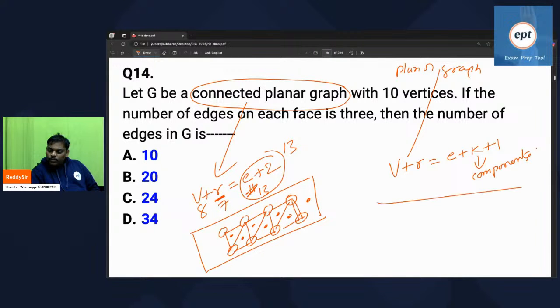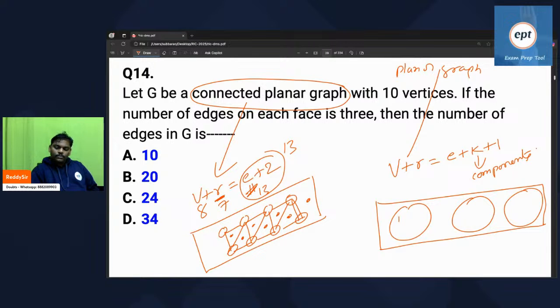Now, can you see this one also? Everyone knows, I'm writing only for namesake. It has 3 components. Remember, it's not a forest. 3 components. Now you can verify here.